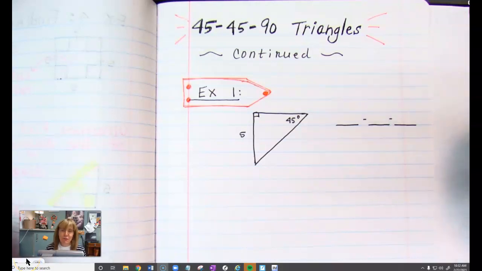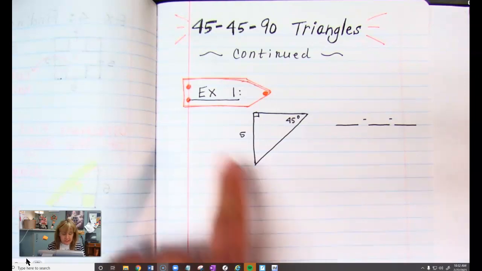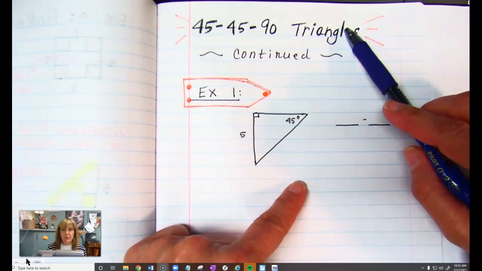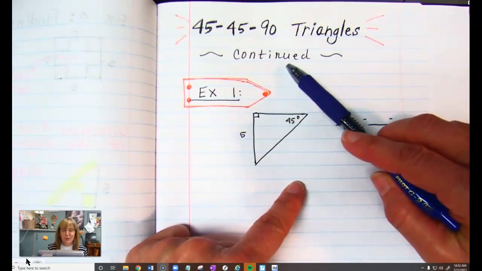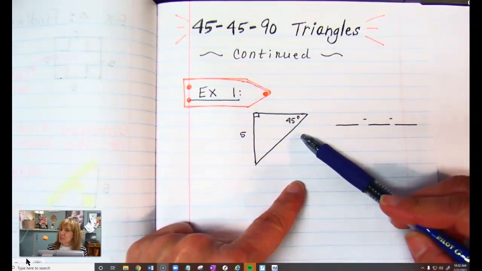We're just going to continue the 45, 45, 90 triangles. So we'll go over a couple of examples just to review a little bit. In this first example, we're going to label our notes. Remember, it is continued. We have talked about this. And then let's go ahead and jump in.